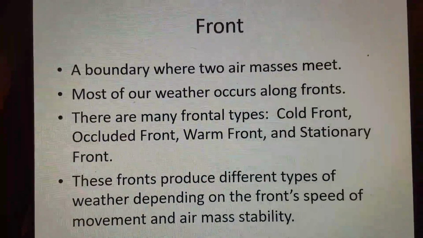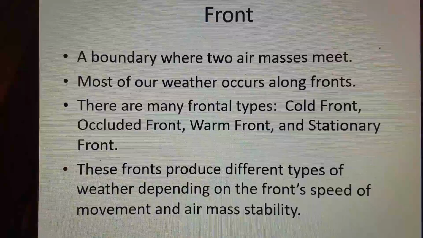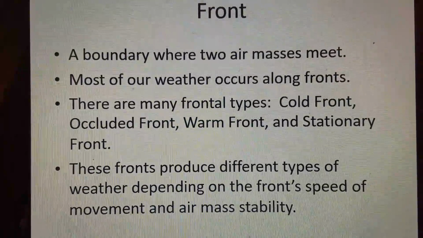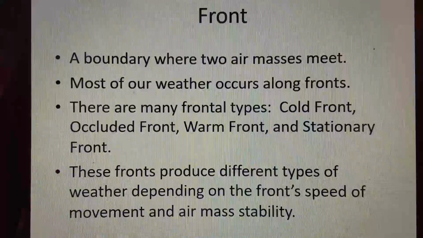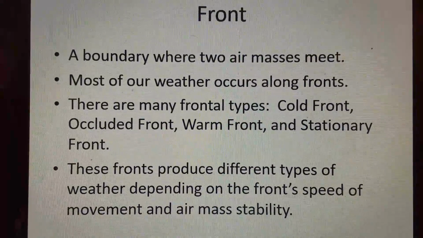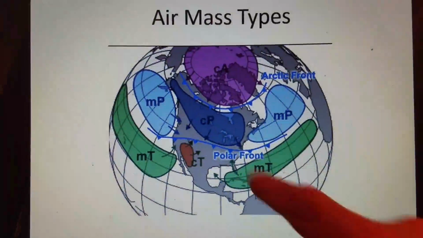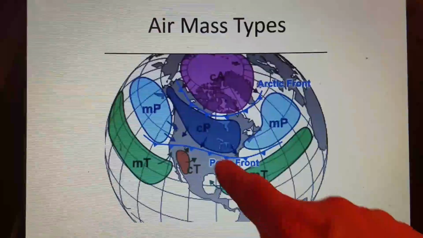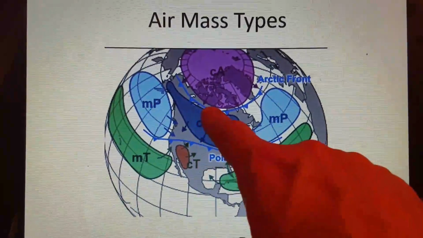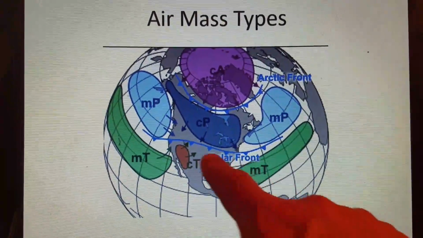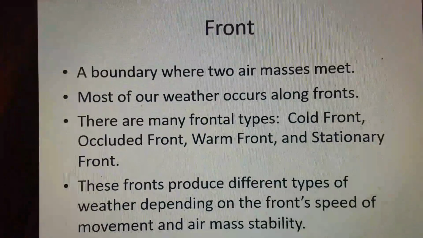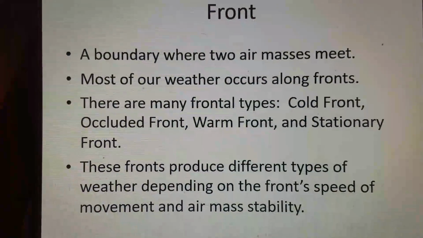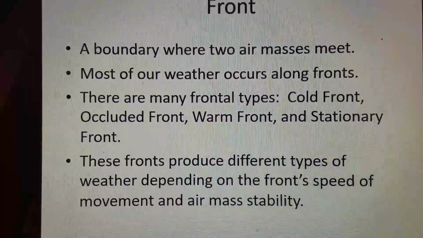All right, so now that we talked about air masses, let's talk about fronts. A front is simply a boundary where two air masses meet. And most of our weather will occur along these fronts because they're separating different air masses as these air masses move. All right, maritime tropical to the north, continental polar to the south. You get these fronts that form that separate these air masses. All right, and usually that leads to some type of storm systems and precipitation and clouds.